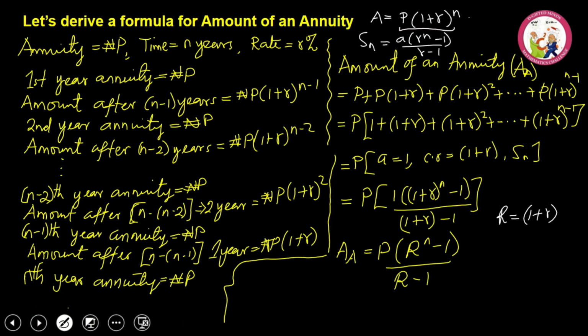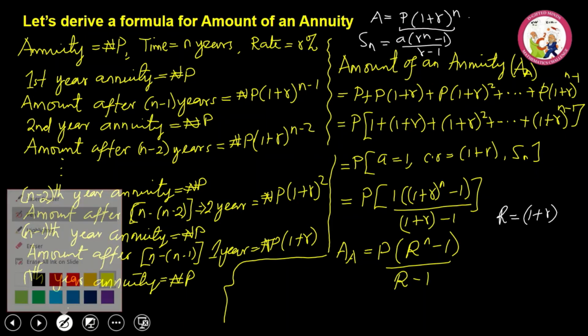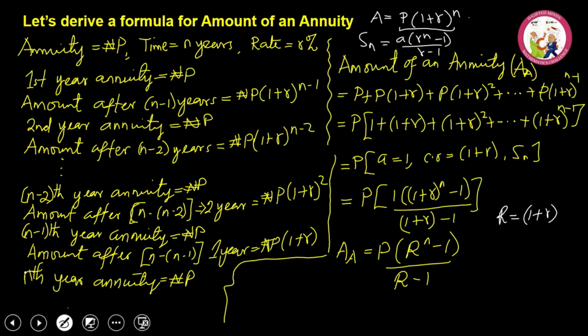So here's the formula that we are going to use to solve for an amount of annuity for n years. All right, for n years. So given small r to be the interest that will be paid at the end of each year of investment. Okay, now let's see some application.